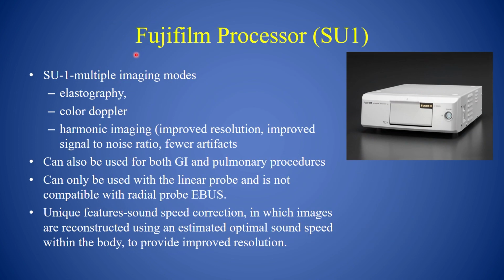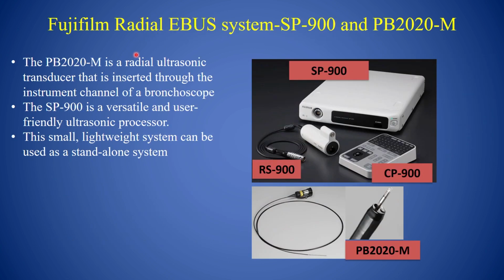The processor is the SU1 processor. It has all modes available, including elastography, color Doppler, and harmonic imaging, which improves the resolution of the tissue and reduces the signal to noise ratio. It can be used for GI and pulmonary procedures. Only drawback is you cannot use a radial probe EBUS with this processor. It needs a different system.